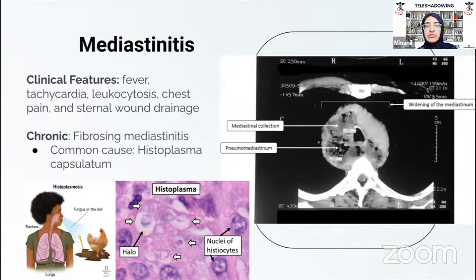So how would you manage it? I'll go briefly over management. If there's an infection, you would want to treat it with antibiotics. This is a bacterial infection, so you would treat it with broad spectrum IV antibiotics. And it would also depend on the underlying cause, right? Based on the cause, you would manage it accordingly.